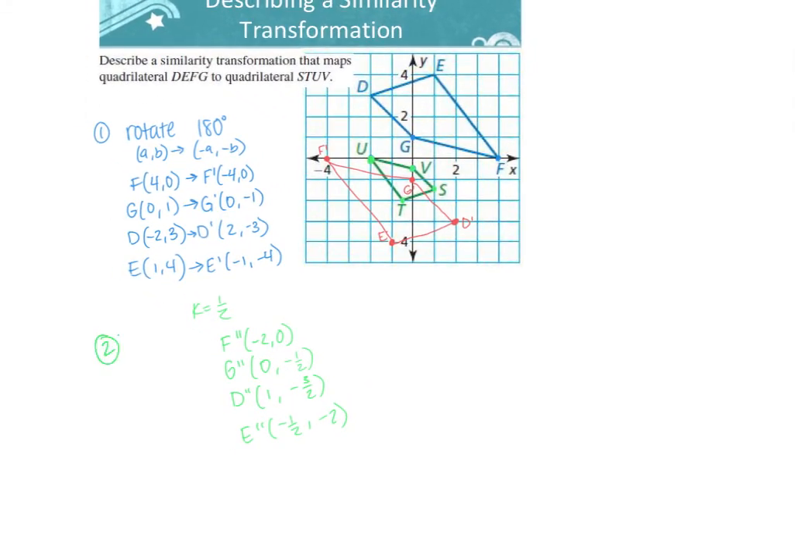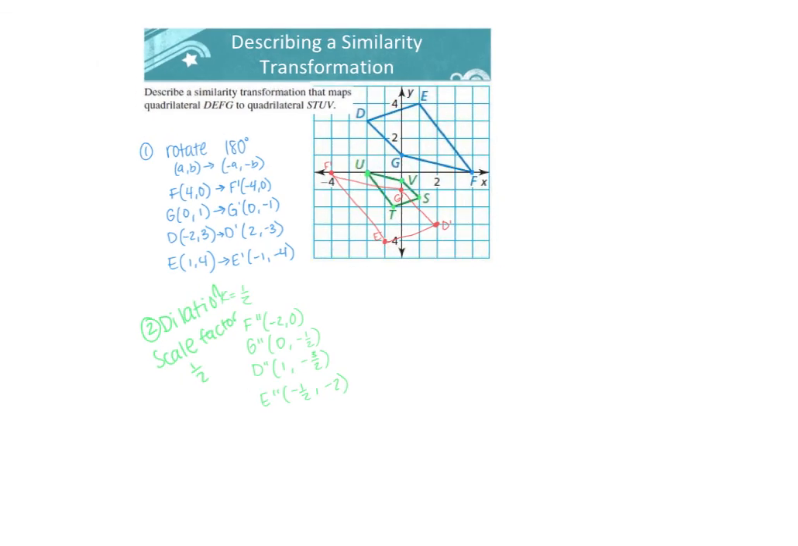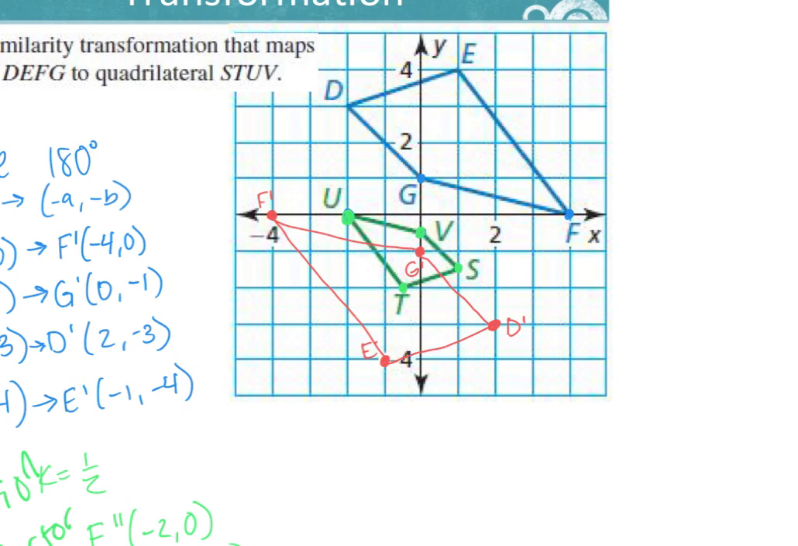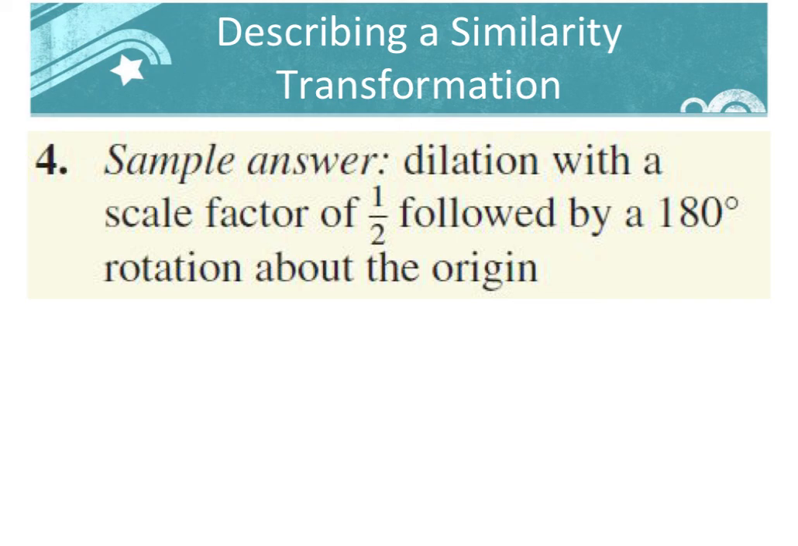Our second move was a dilation, scale factor 1/2. I always like to rotate or just get my image to where it needs to be, and then I would shrink it. Dilation with a scale factor of 1/2 followed by a 180-degree rotation about the origin, okay? So if you had done the dilation first and then rotated it, it would have also been right.